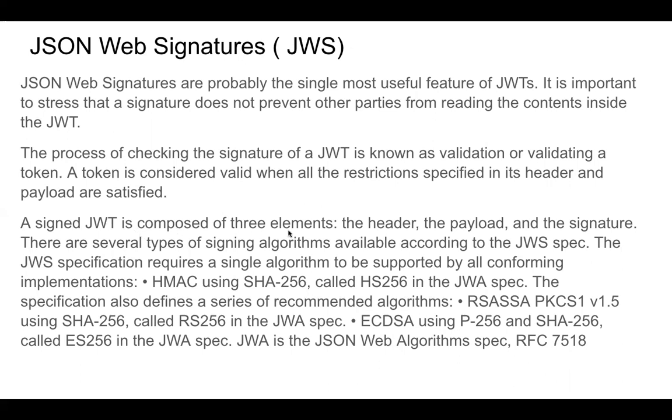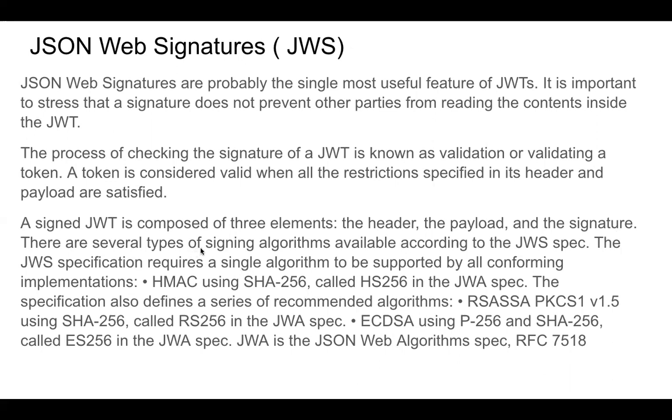A signed JWT is composed of 3 elements, as we discussed earlier: the header, the payload, and the signature. Let's come to the signature part. We talked about headers, what information headers can contain. Payload, very, very application specific, what information you want to send. And now let's come on to the signature.